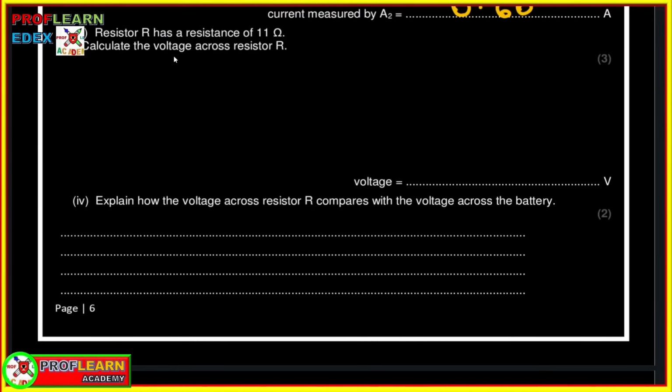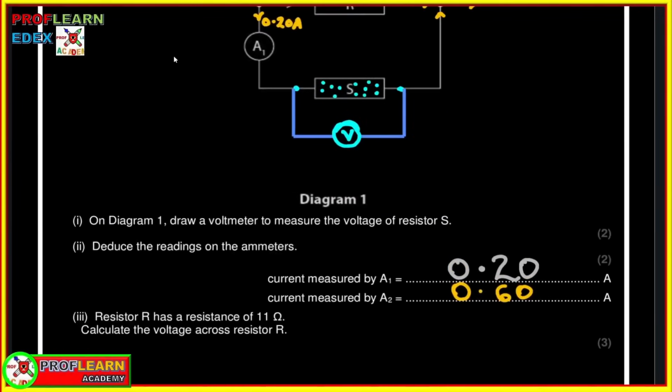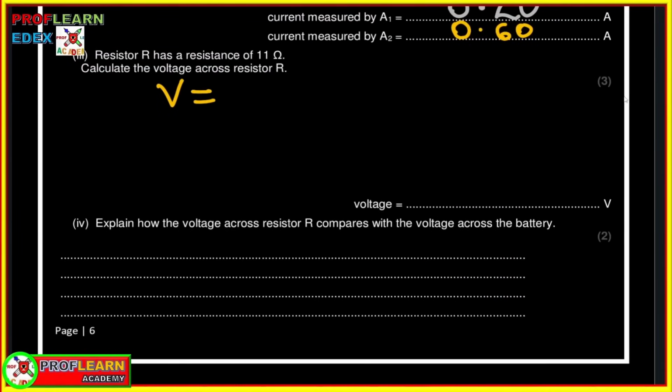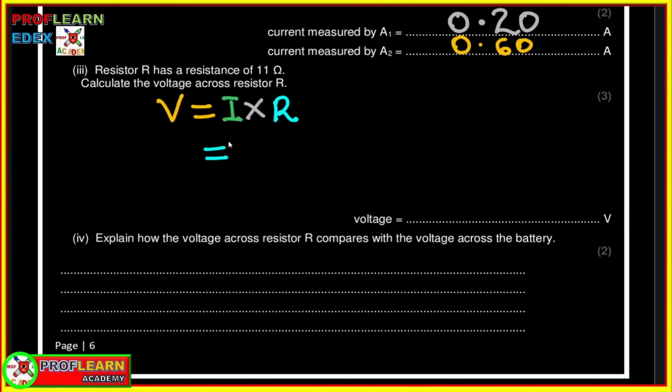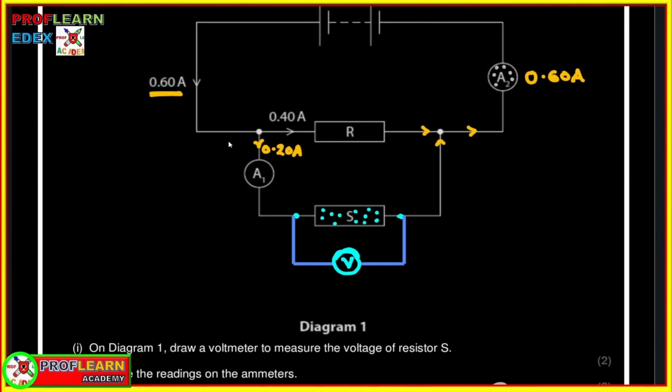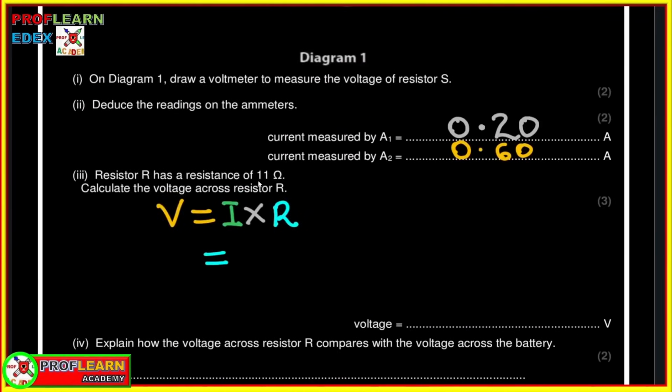Explain how the voltage across resistor R compares with the voltage across the battery. So we are going to say that the voltage is actually the same. All right, but before that, we are supposed to calculate the voltage across resistor R. Remember, voltage is equal to current times resistance, and we now substitute, because we're given the resistance is 11 and the current is 0.4. So that is 0.4 times 11, which is going to give us 4.4 volts across resistor R.